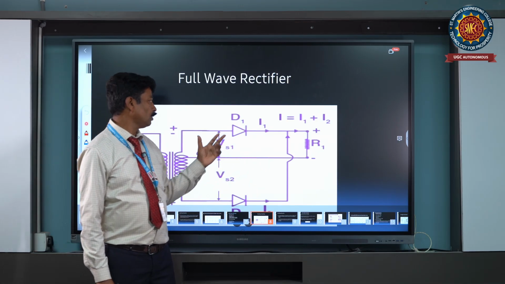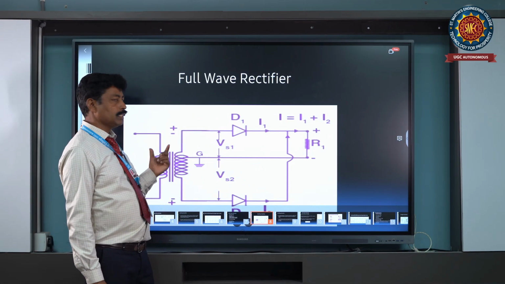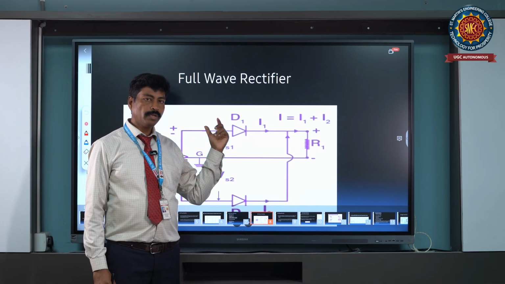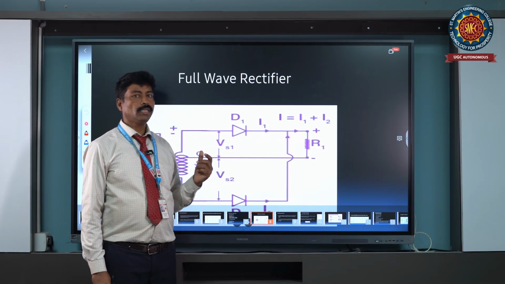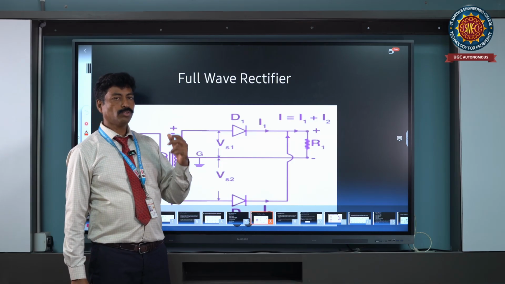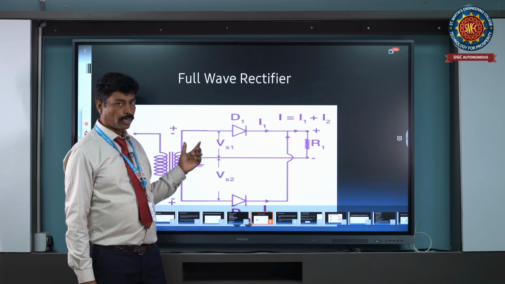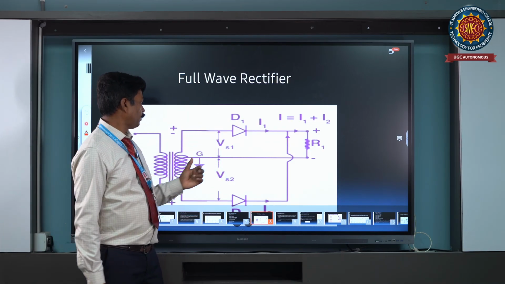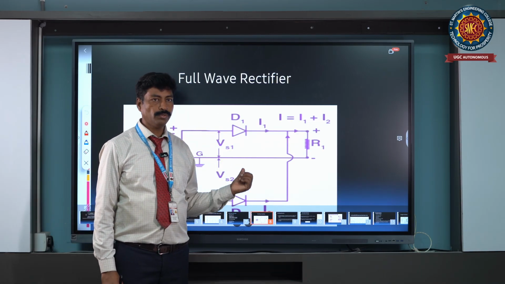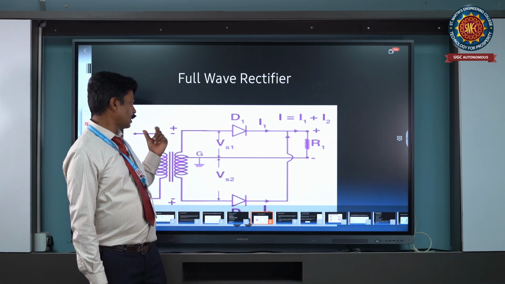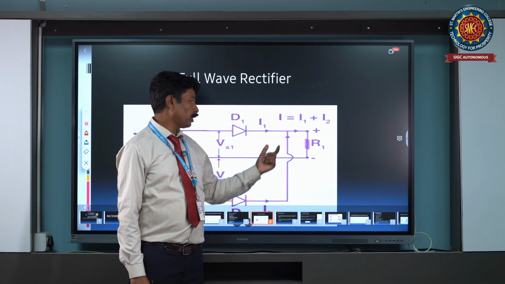In this circuit, we use a step down transformer. A step down transformer is nothing but one that decreases the voltage level. The full-wave rectifier circuit uses D1 and D2, a transformer, and a load resistance.